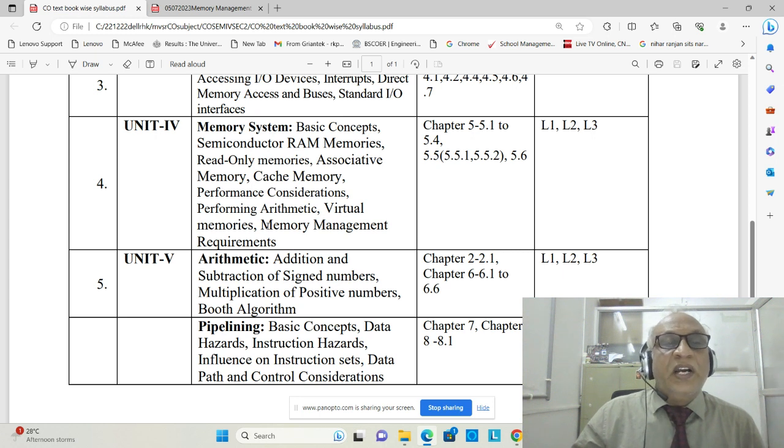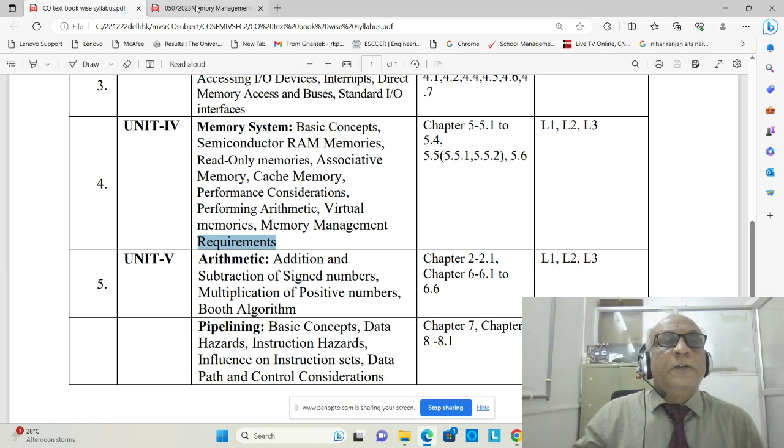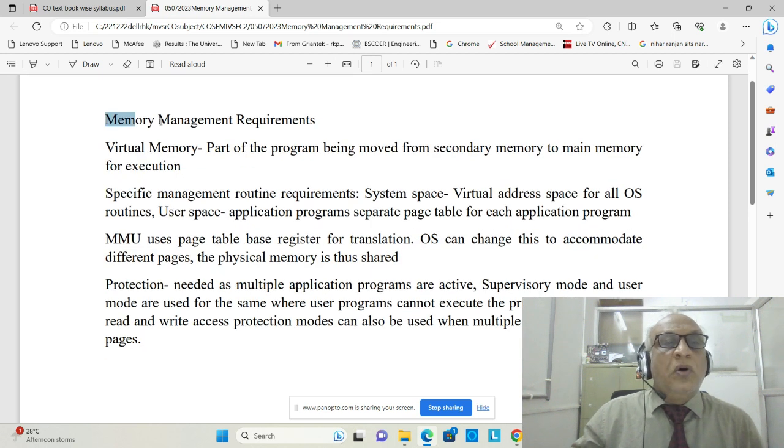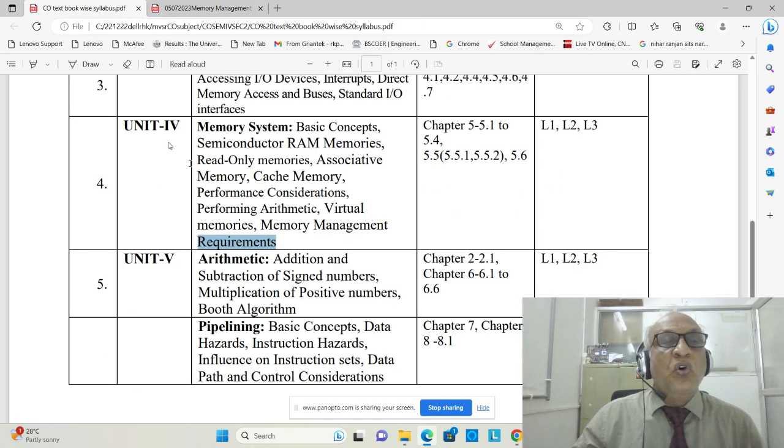In continuation of that, from Unit 4 of the subject Computer Organization, we will consider today a very, very small topic called memory management requirements. These are a few of the keywords I just jotted down for that. This is our topic, memory management requirements, and this is from Unit 4 of the Computer Organization subject. And in Hamacher textbook, it is given in chapter number 5.